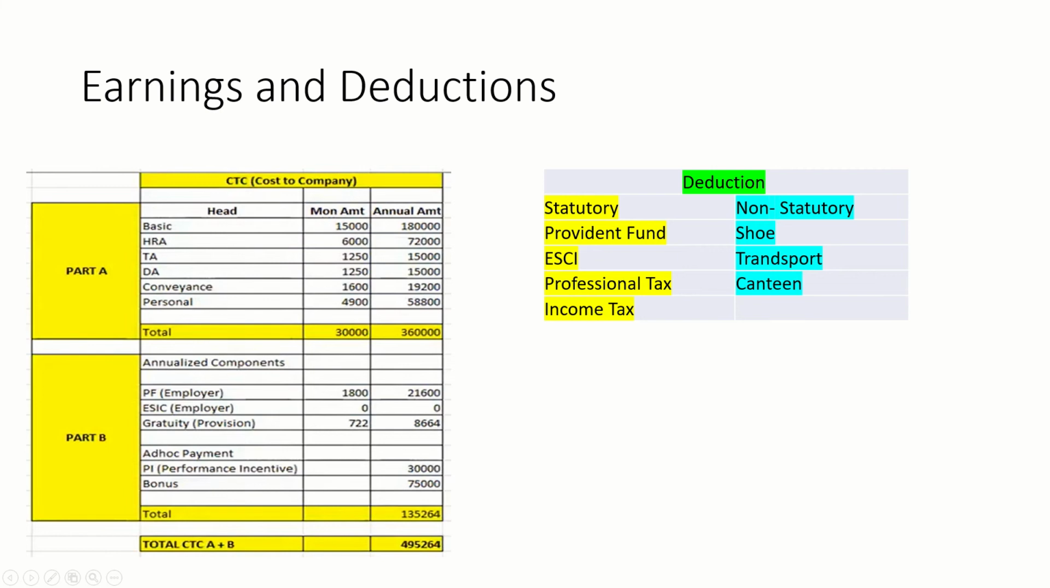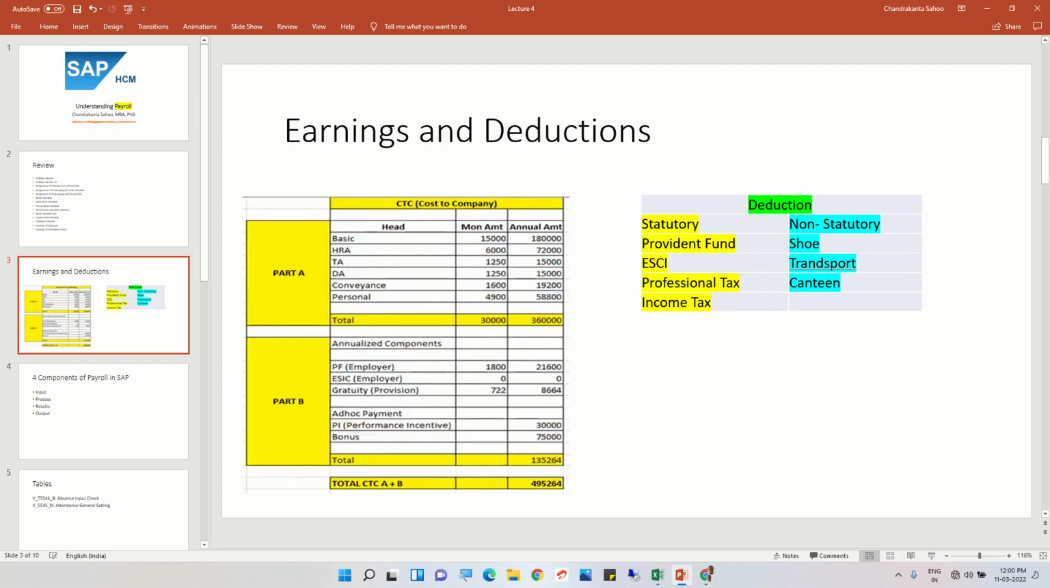There are also some deductions, and these can be statutory or non-statutory. Statutory deductions are called compliance, and they have to be deducted. These can be provident fund, ESI, professional tax, or income tax. Similarly, in manufacturing there can be transport. In manufacturing, certain allowances like shoe allowances are given, and some companies provide transport facilities, for which deductions are also made, like canteen.